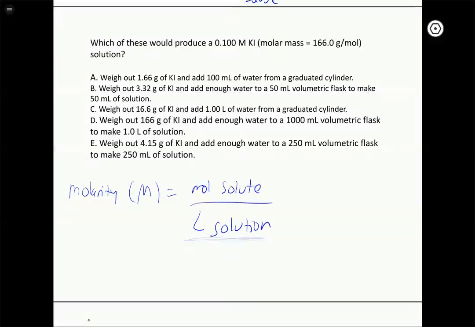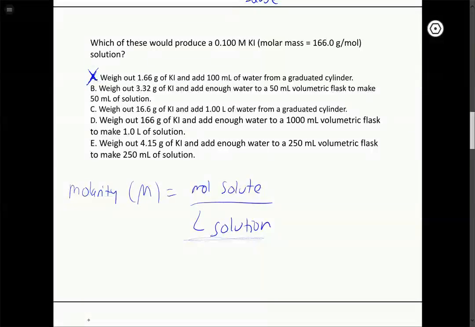So some of these are worded incorrectly and we can just eliminate them. So in choice A, weigh out 1.66 grams of potassium iodide and add 100 milliliters of water. We're adding 100 milliliters of solvent, but that doesn't mean our solution volume is exactly 100. In practice, it's probably going to be very close, but this one can't be right because we're not preparing the solution correctly. We're just adding water, and we're not taking into account the total volume of solution. And then same thing for choice C.